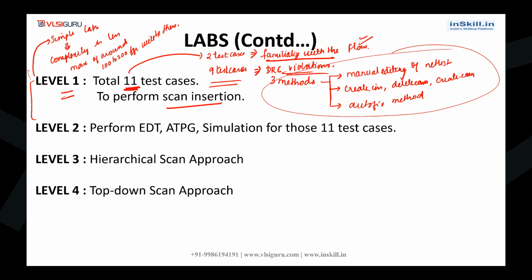Basically, there are three methods with which you can fix a DRC violation: manual editing of the netlist, or you can use a set of commands like create instance, delete connection, create connection, or else you can go for the auto fix method. We will cover all three methods, compare them, and try to understand which one is more preferred and why. We will also try to understand the various reports and outputs of scan insertion.